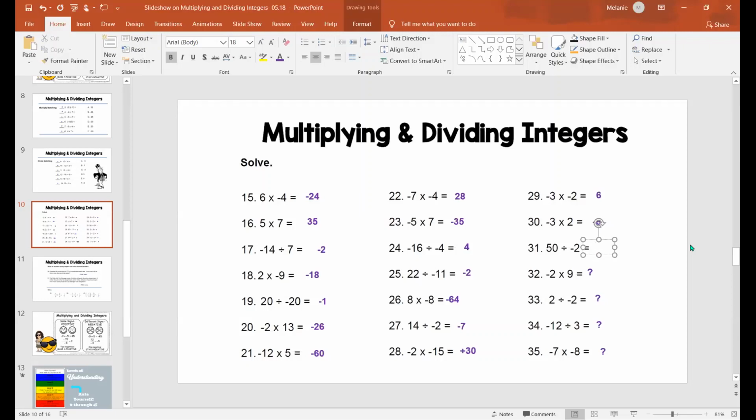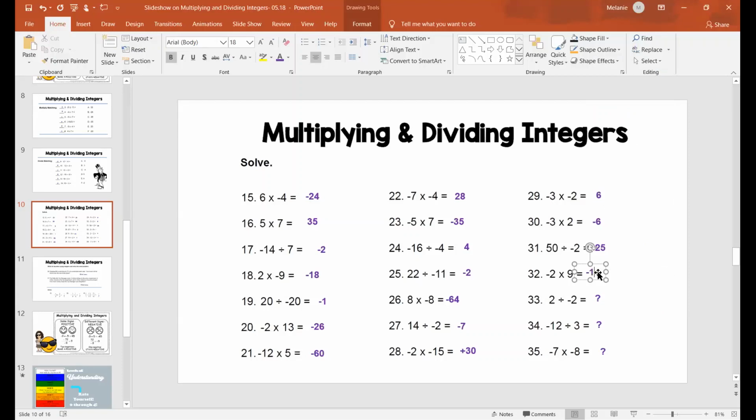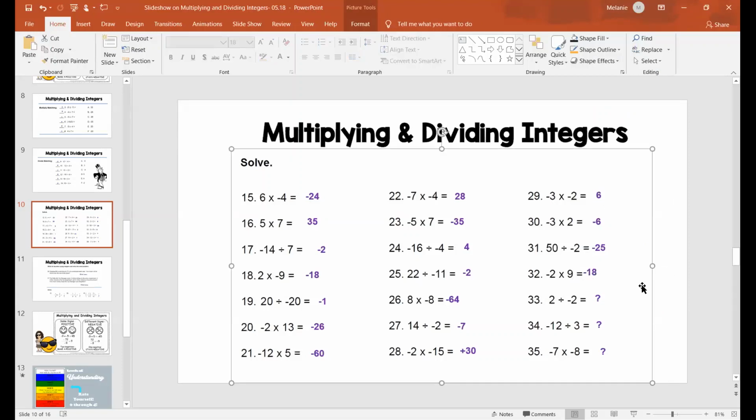I think so. Okay, 50 divided by 2, 25. One of them is negative, so that means we have a negative answer. And you guys are rocking this. 2 times 9 is 18, but only one of them is negative, so that means we don't have a match. So that means it's a negative answer. Negative 18. Great job, Antoine. Great job, Jake. Great job. Man, you guys are really on fire.